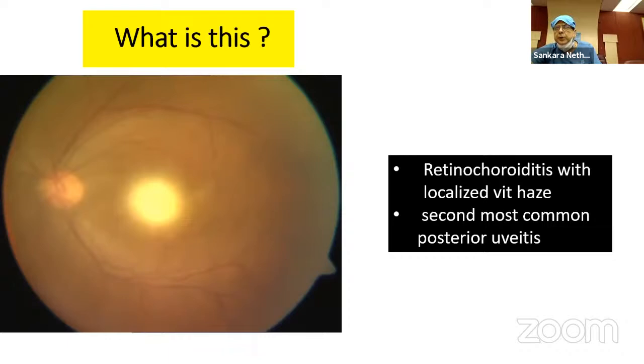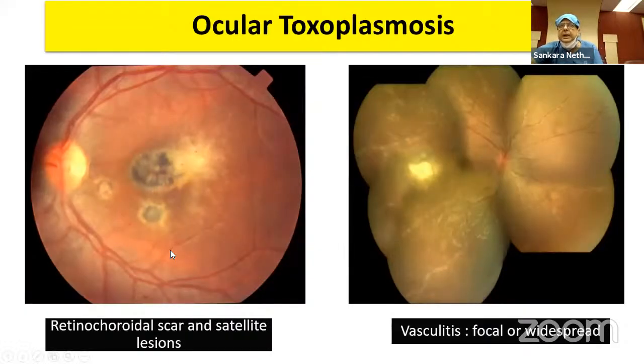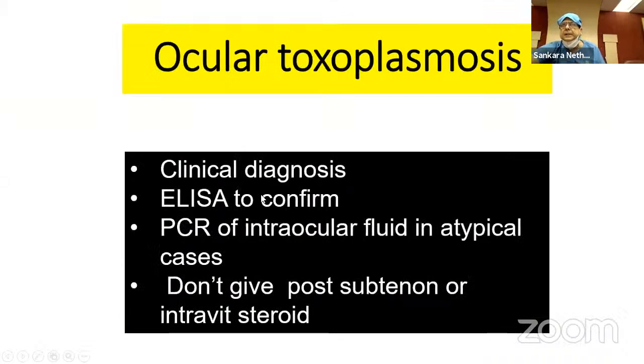The first cause is tubercular choroiditis, and it can have a retinochoroidal scar with satellite lesions, or you can have vasculitis associated with it. We call it Kyrieleis arteriolitis. Ocular toxoplasmosis is a clinical diagnosis. ELISA test for toxoplasma is to confirm; both IgM and IgG are important. If it is negative and is an atypical case, PCR of the intraocular fluid can be useful. And do not give posterior subtenon or intravitreal steroid in suspected toxoplasmic retinochoroiditis.